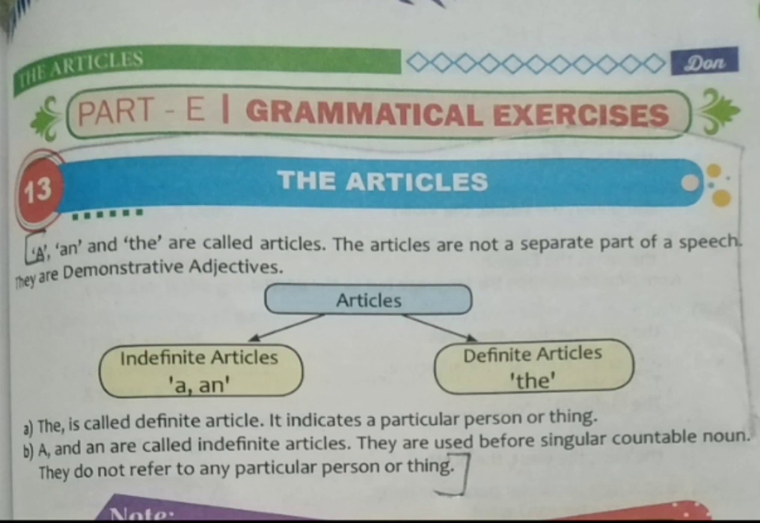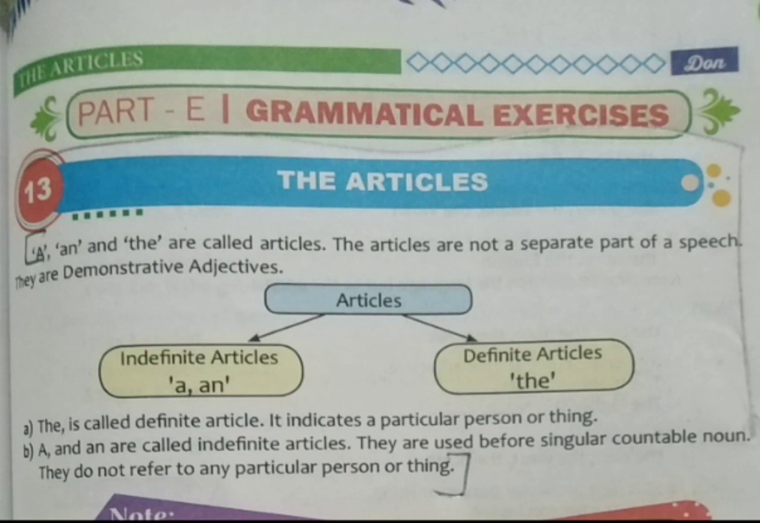So we can see what the indefinite articles are. Totally three articles are there. In that, the indefinite articles are a and an, and the is the definite article. So two types of articles are there, indefinite and definite. A and an are indefinite articles and the is the definite article.